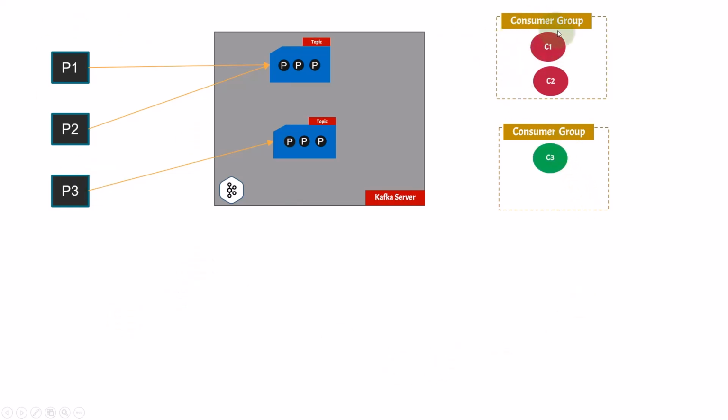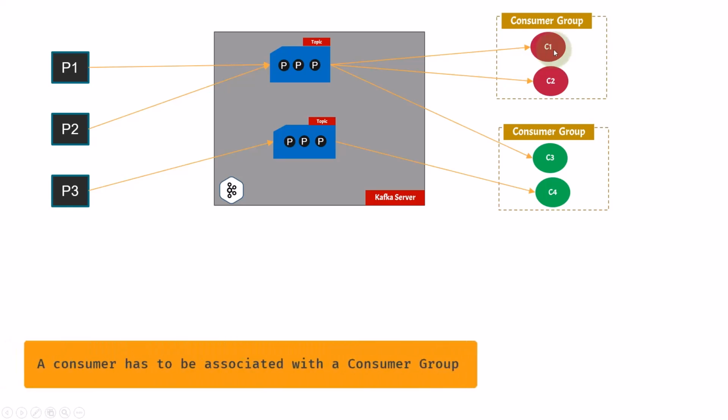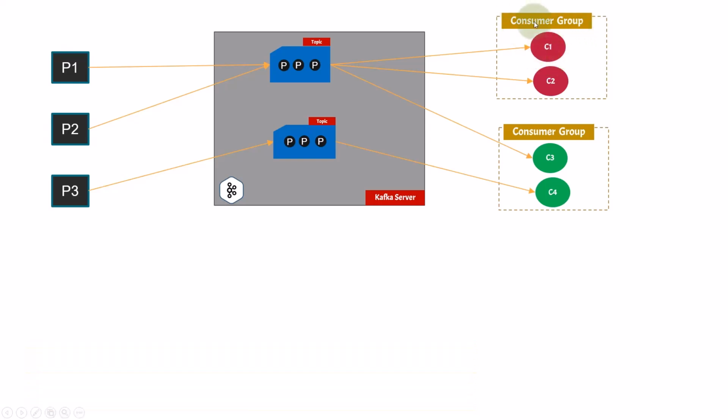Here there is a consumer group which has C1 and C2 as the consumers, and there is another consumer group which has C3 and C4 as the consumers. These consumers can directly consume from the Kafka topics. Here you can see C1 and C2 are consuming from this topic, C3 is consuming from this one, and C4 is consuming from this topic. So till now we have seen there can be producers and consumers, and the consumers are associated inside a particular consumer group. A consumer cannot hang independently. It has to be associated through a consumer group. If you want a consumer, you first need to register to a consumer group, and then that consumer can read from a particular topic.